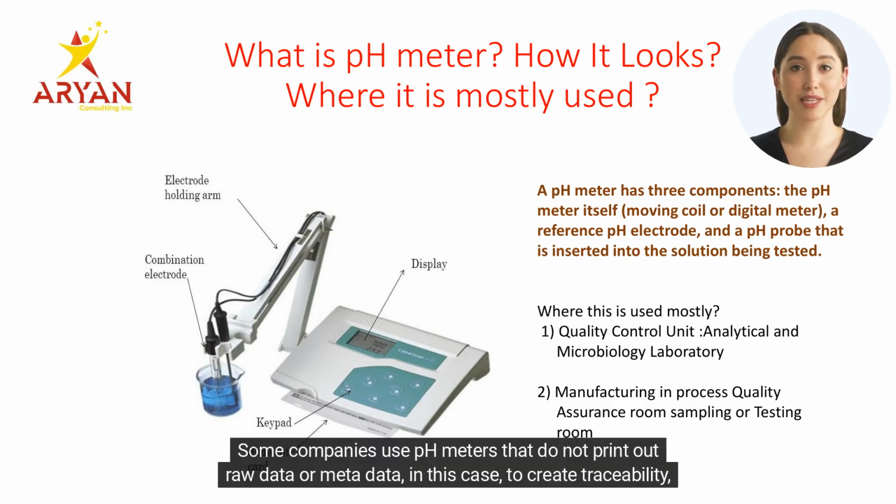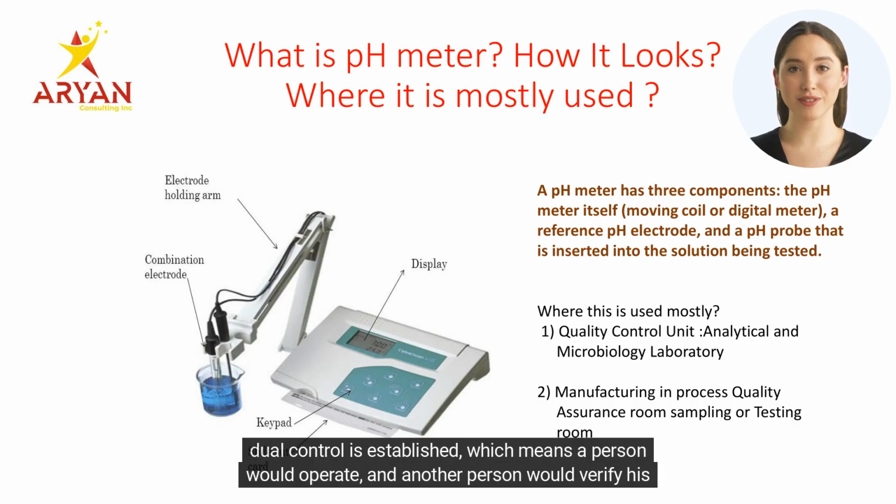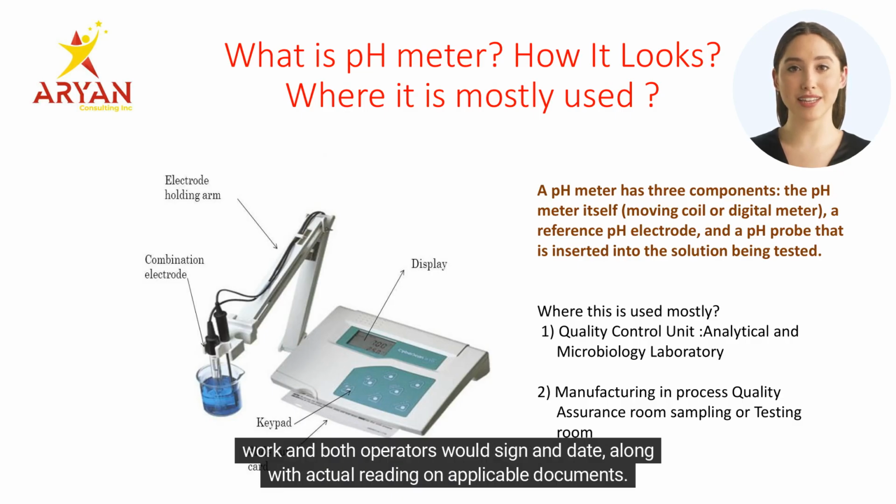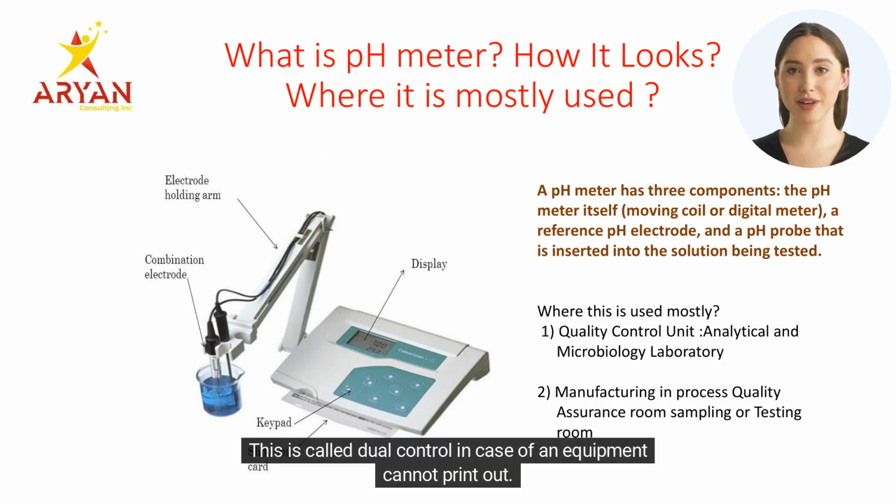Some companies use pH meters that do not print out raw data or metadata. In this case, to create traceability, dual control is established, which means a person would operate and another person would verify his work, and both operators would sign and date, along with the actual reading, on applicable documents. This is called dual control in case an equipment cannot print out.